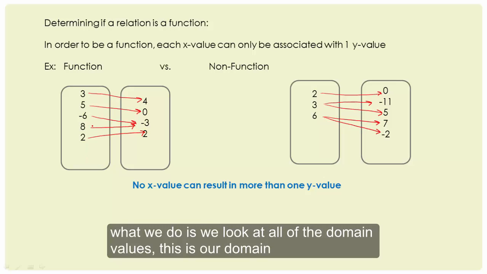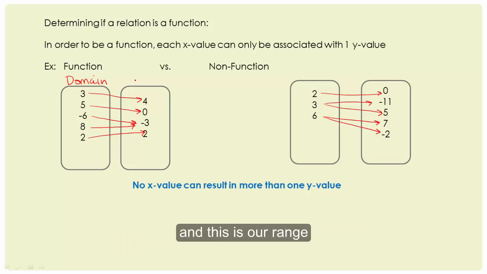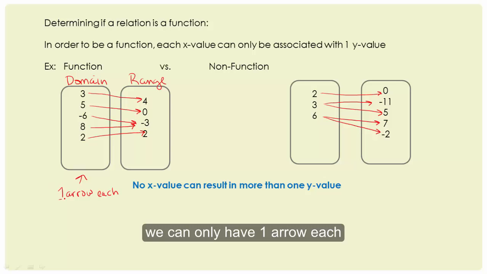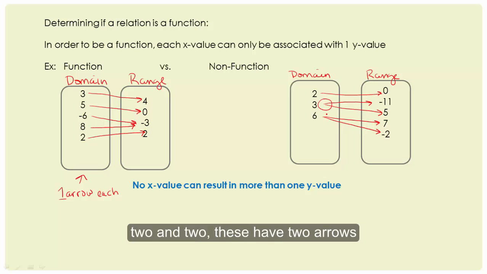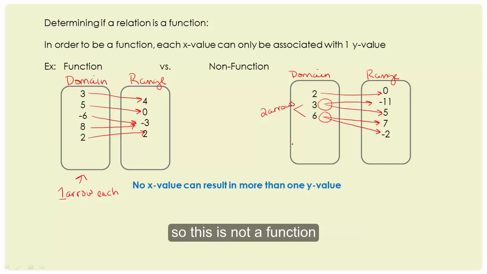what we do is we look at all of the domain values. This is our domain, and this is our range. We look at the domain, and we check. We can only have one arrow each. I have 1, 1, 1, 1, 1. This is a function. Here I look at the domain. I have 1, 2 and 2. These have 2 arrows. So this is not a function.